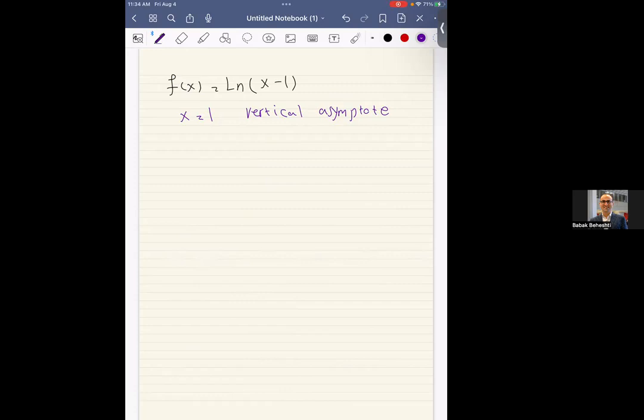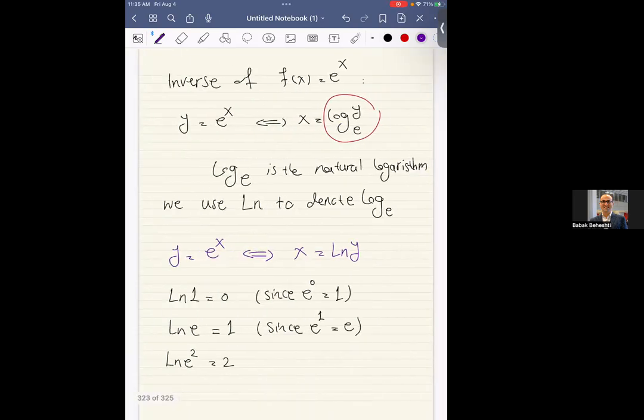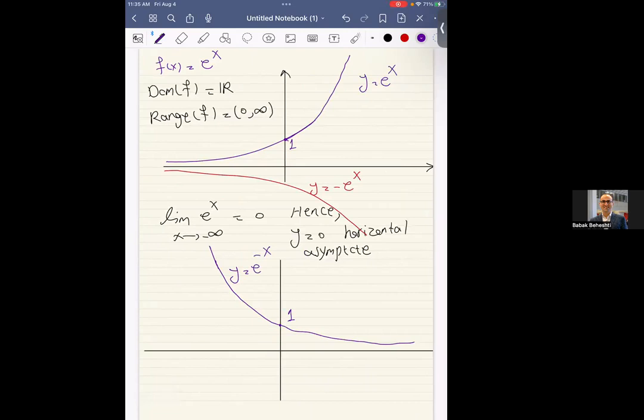Horizontal, not for ln, but for e to the power x, there is a horizontal asymptote. Or e to the power negative x. The horizontal asymptote for e to the power x is y equal to 0.